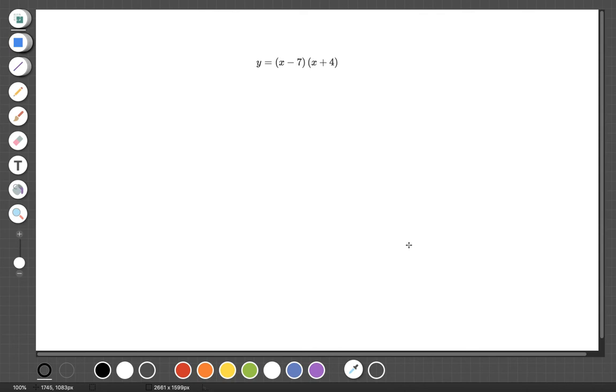So I have a quadratic in factored form, and it wants me to find the zeros of this quadratic. Well, I don't have a graph, so there's no way to use a graph to do that, so I have to be able to do it algebraically. How do we do that? We use the zero products property.